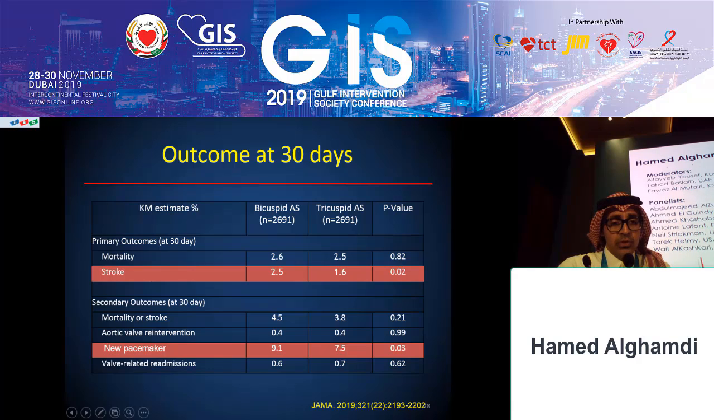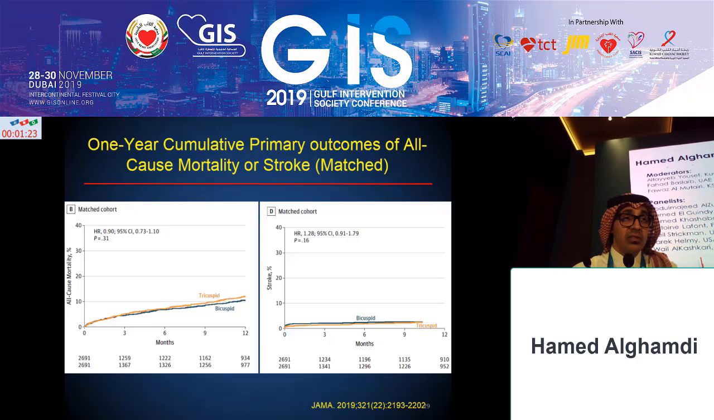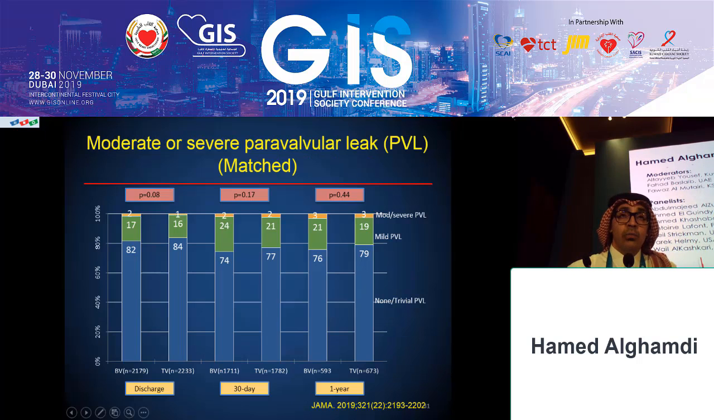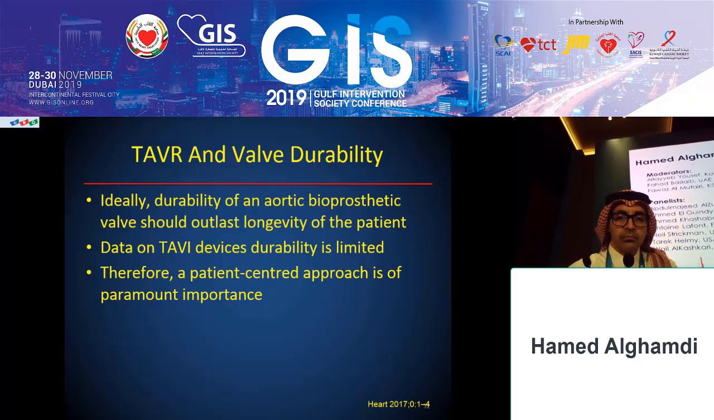I'll show you. The secondary endpoint also showed a significant tendency of requiring a pacemaker before discharge. This is the 1-year outcome. You can see even stroke has basically disappeared. There's no difference at 1 year in terms of all-cause mortality or stroke. What about paravalvular leak? Again, there is no difference. And compare that to the older series I just showed you: the risk of moderate and severe paravalvular leak is extremely low with newer devices compared to the old devices.